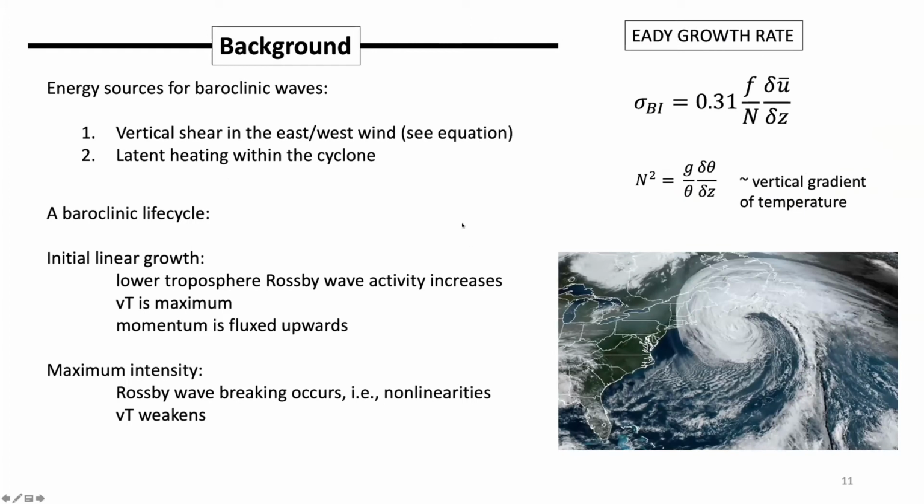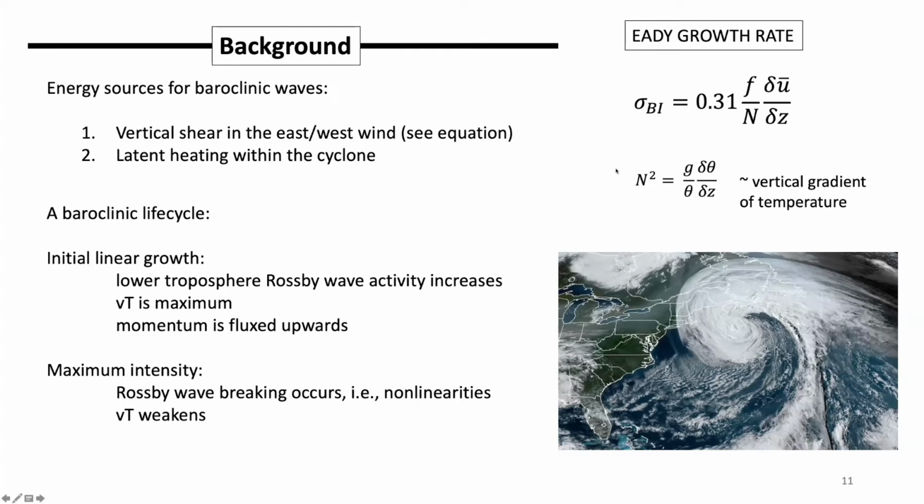The energy source for the baroclinic waves is the vertical shear of the east-west wind. So we take our east-west winds and we get a gradient with respect to height, and we actually can get a scaling. This is called the eddy growth rate. It's based on a simplified solution to the momentum equations in a channel with rotation. And this N term is your vertical stability. So there you're thinking about how does the temperature change with height? And the idea there is there's vertical motion, and the more stable your atmosphere is, the harder it is for that vertical motion to occur.